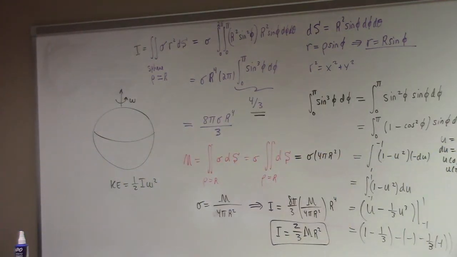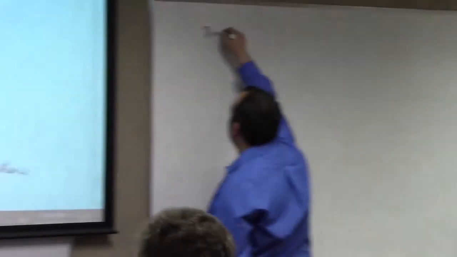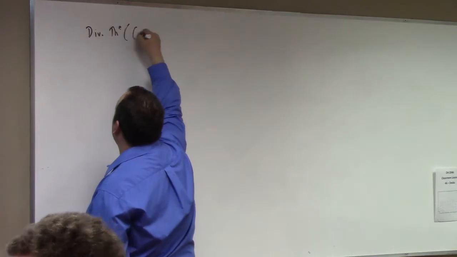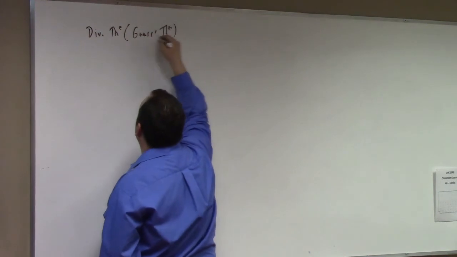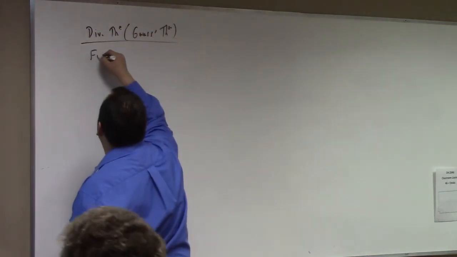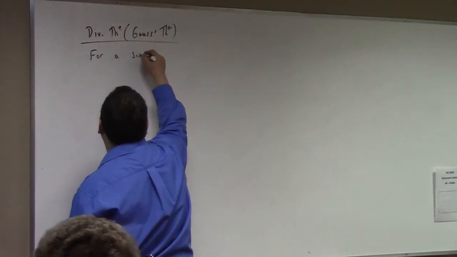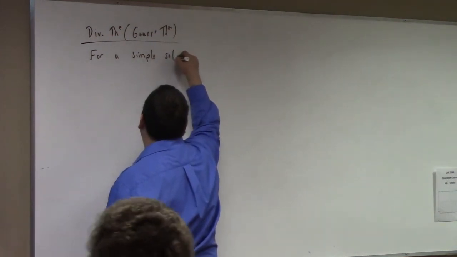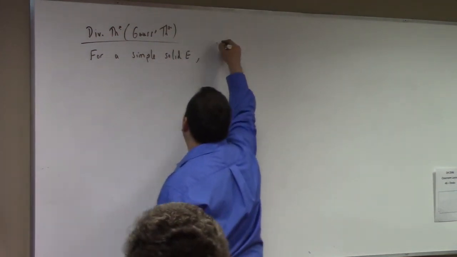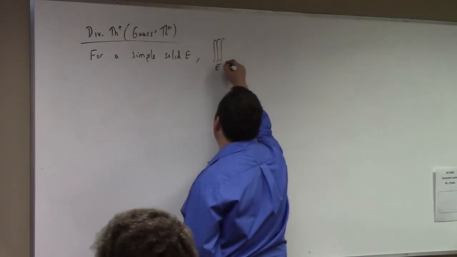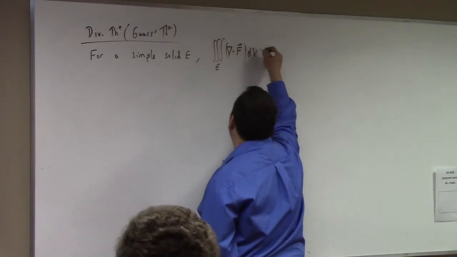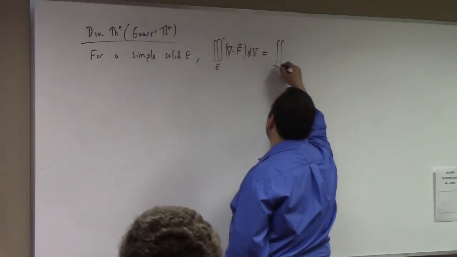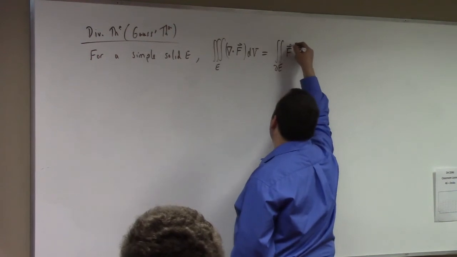Okay, so divergence theorem. In case you haven't noticed already, what's the divergence theorem say? Also known as Gauss's theorem. It says for a simple solid, we have that the triple integral over E of the divergence of a vector field F is equal to the flux through the boundary of E of that same vector field.